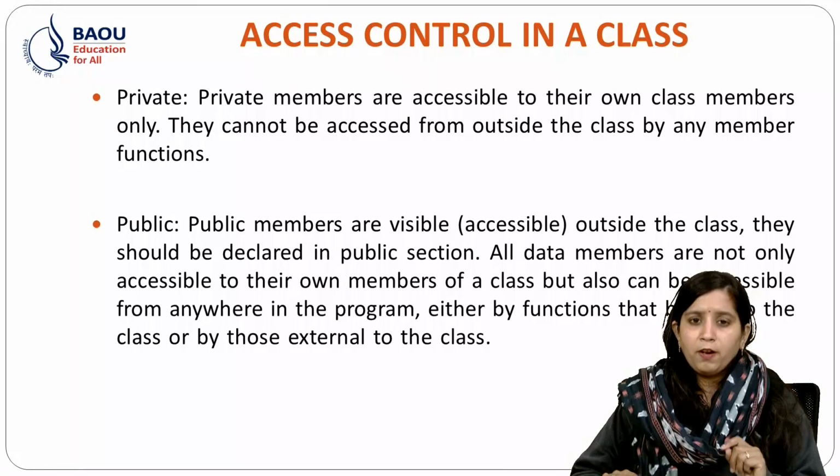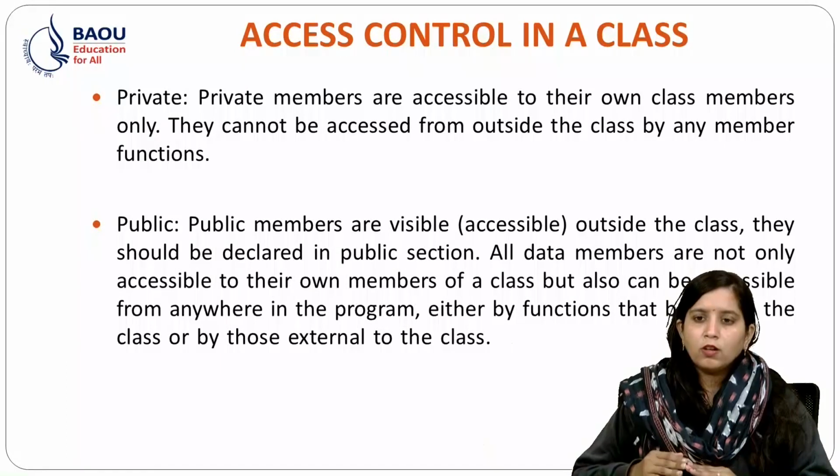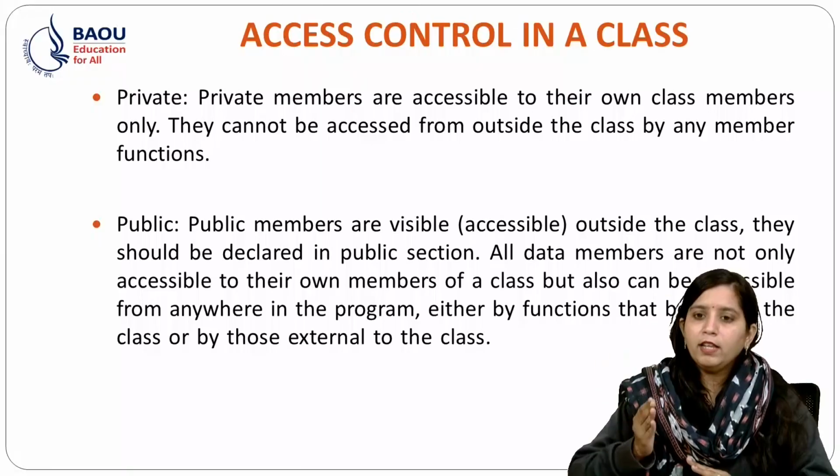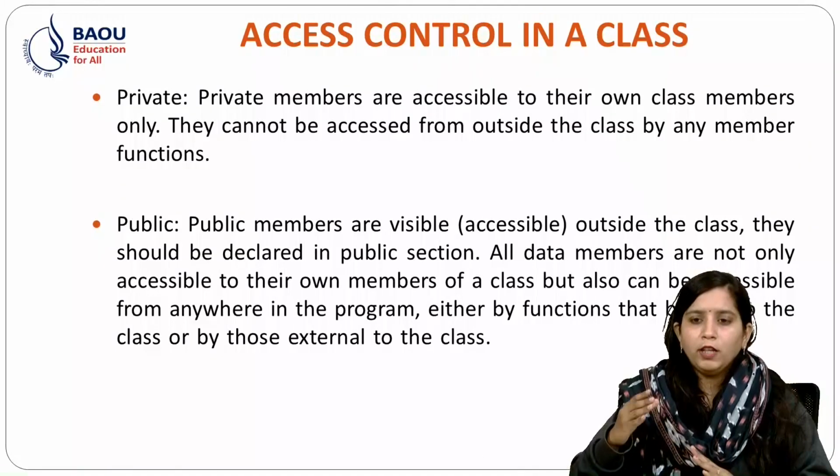Public specifier. Public members are visible or accessible outside the class. They should be declared in the public section. All public members are not only accessible to their own members of a class, but also can be accessed from anywhere in the program, either by functions of the class or those external to the class.